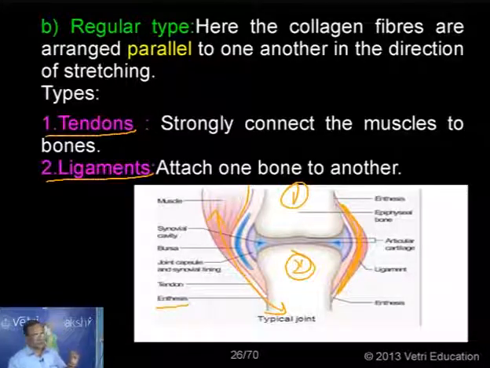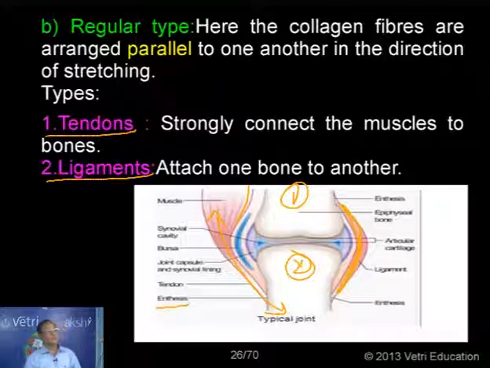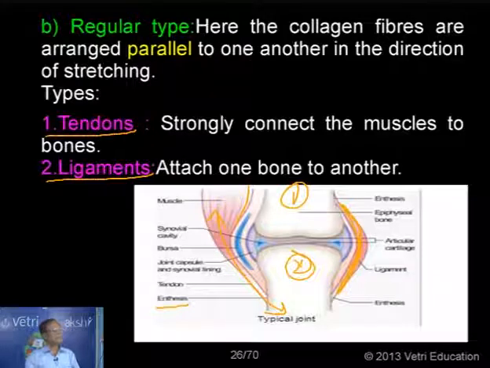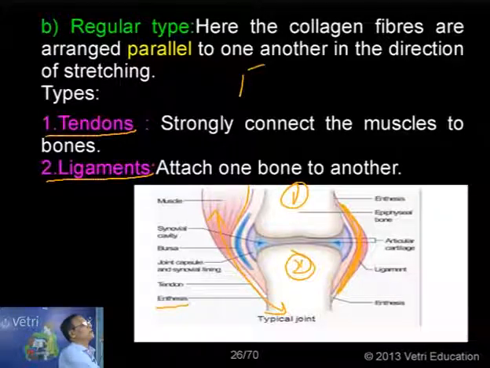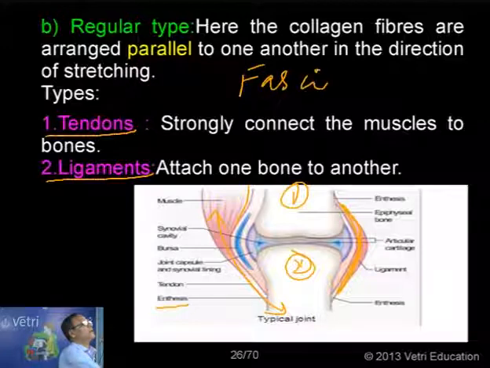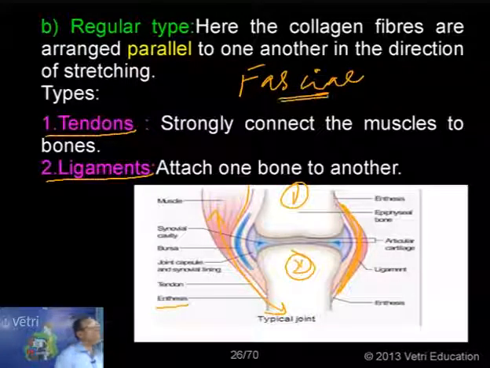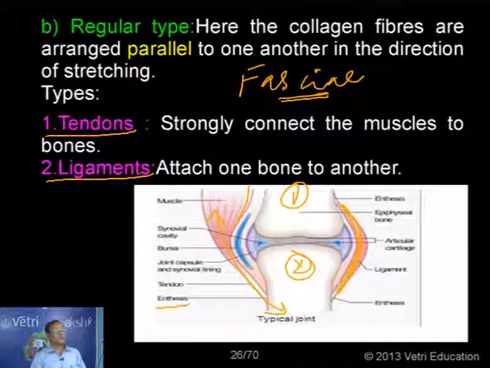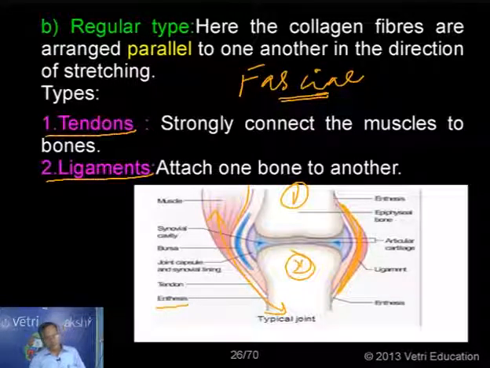Tendons connect muscles to bones, and ligaments connect one bone to another bone, but both are dense fibrous connective tissue. Anyway, this is very important regarding tendons and ligaments. And also we have fascia, another connective tissue, which connects one muscle with another muscle.